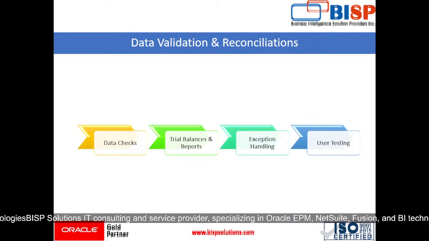Then comes our data validation and reconciliation, where first come data checks, where we ensure data completeness and correctness post migration. Then comes our trial balances and reports, where we validate NetSuite trial balances against QuickBooks reports. Third is exception handling, where we identify and correct missing or mismatched records. Lastly, we will be testing our data with the stakeholders, which means user testing will be done, so end users validate transactions, reports and workflows in NetSuite.